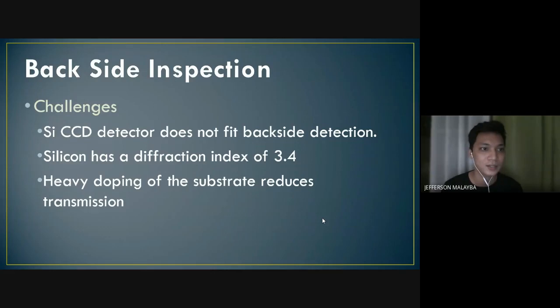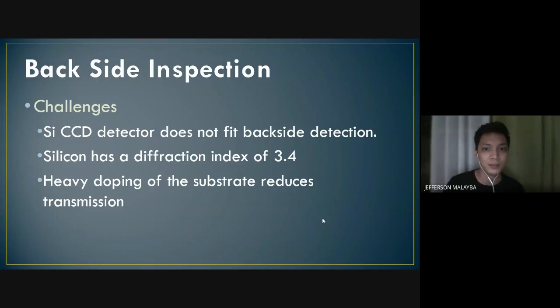And the last challenge for backside inspection is heavy doping of the substrate reduces transmission seriously, even above 1,100 nanometers, due to band gap narrowing and absorption of free carriers. And in this case, the small spectral effectivity of silicon CCD for backside investigation is even further reduced. So the more heavily doped yung isang package natin or device natin, mas nababawasan yung effectivity ng silicon CCD natin, which makes it a lot more difficult to read for our PEM technique.